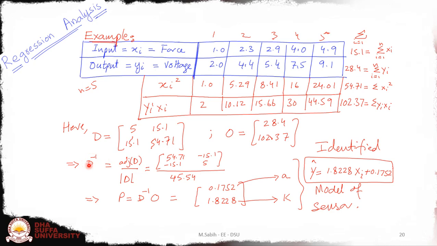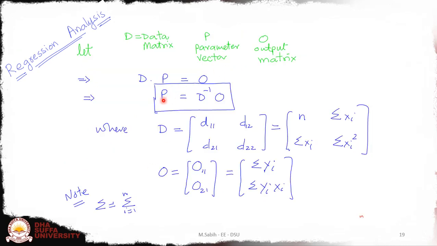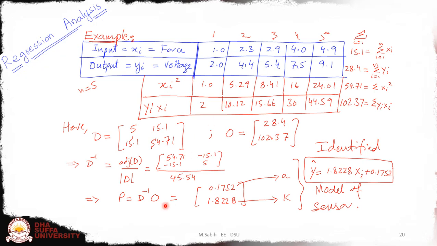And then we find the inverse of it, because the parameter vector equals the data matrix inverse times the output matrix or vector. So we calculate the inverse, the adjoint of A divided by the mod of A. This will be a little matrix, and then we have the output.